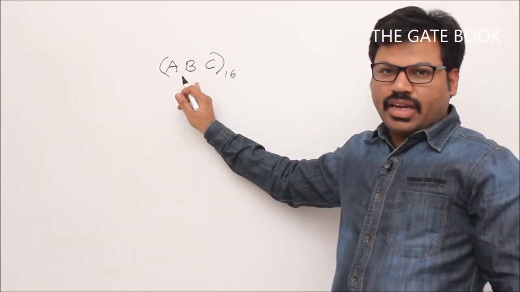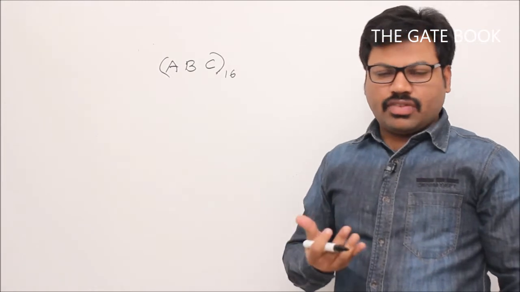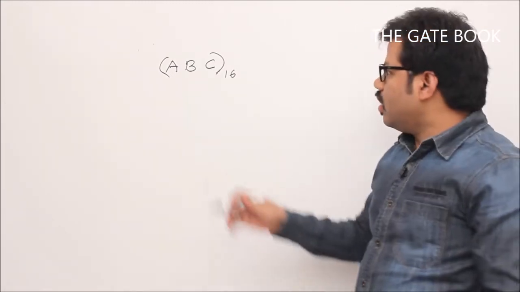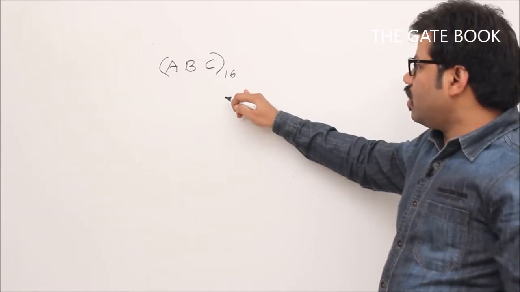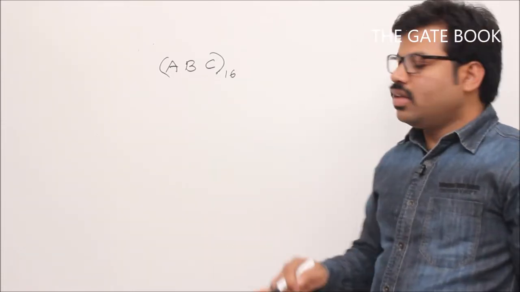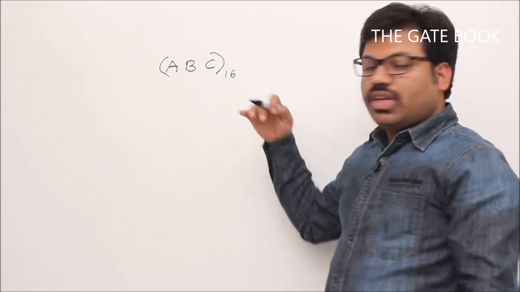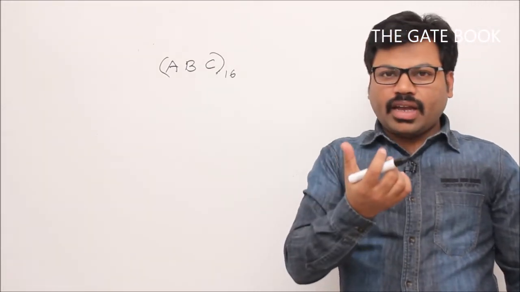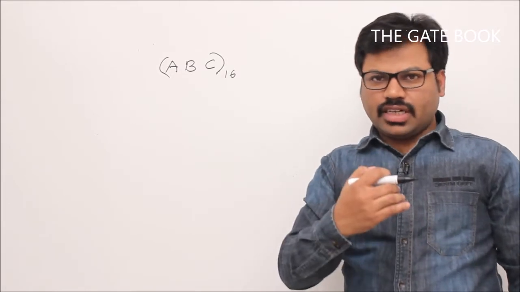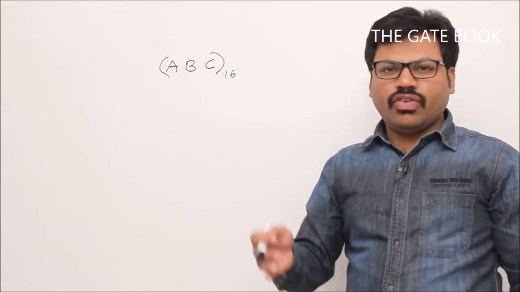We can convert this to binary, and given a binary sequence, we can convert to octal easily, right? That's why let me do that first. Convert this to binary, that is easy. How to convert ABC base 16 to binary? I will tell you. Do you remember the grouping? For every 4 binary digits, we converted them to one hexadecimal digit. In the same way, we do reverse engineering.